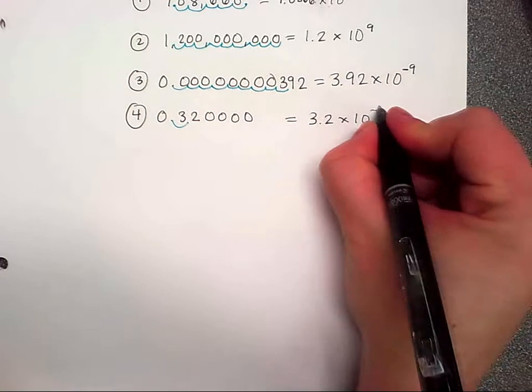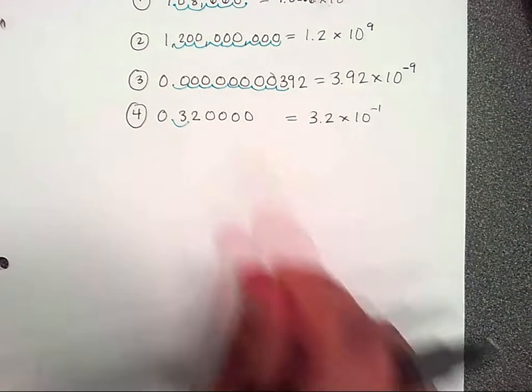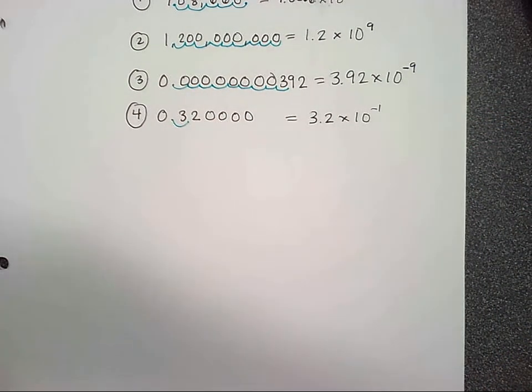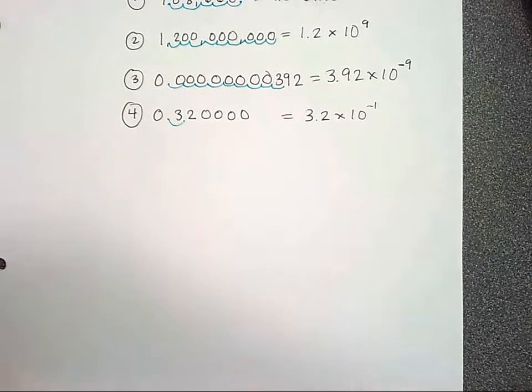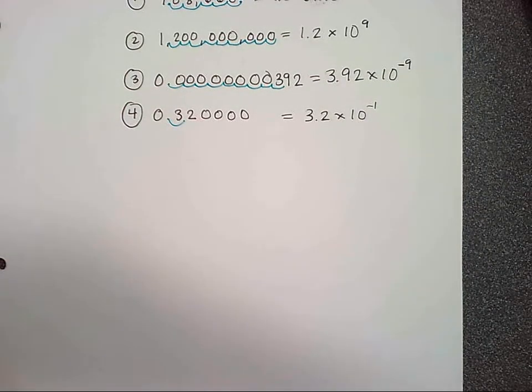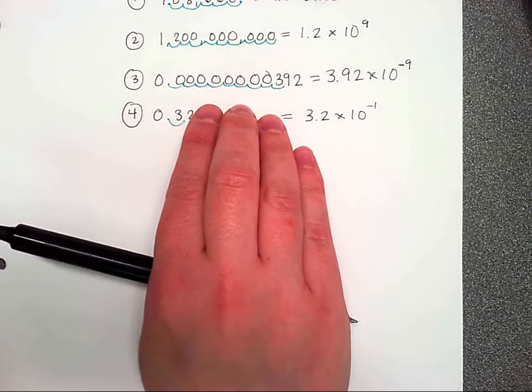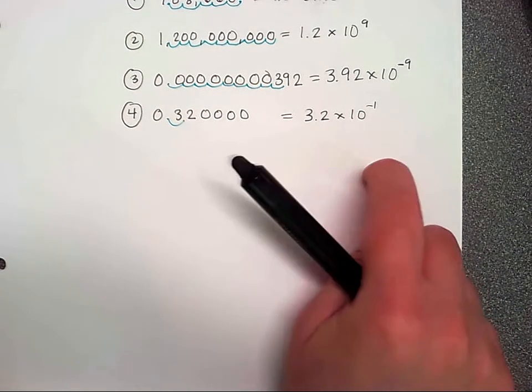I'm moving it to the negative 1. All these zeros don't matter. I put those zeros there to mess with you guys. But these zeros don't matter. Those zeros are not necessary. It's to make sure that we know how we're doing it.